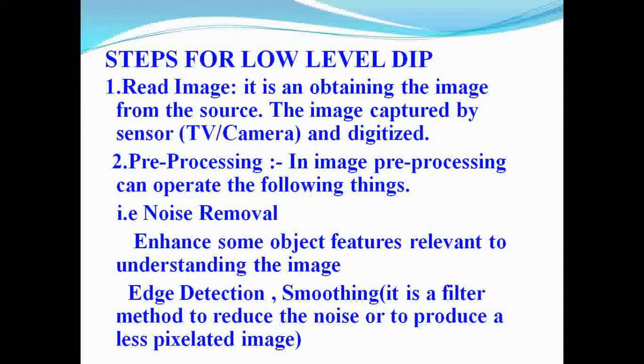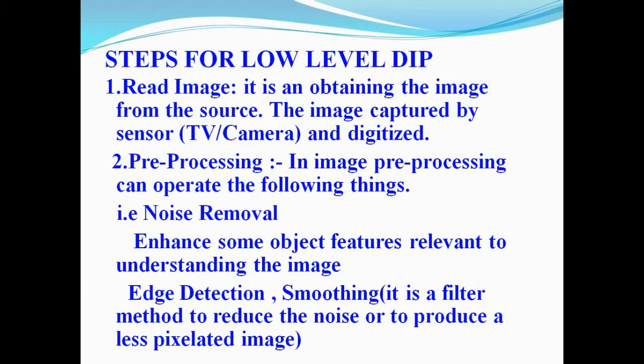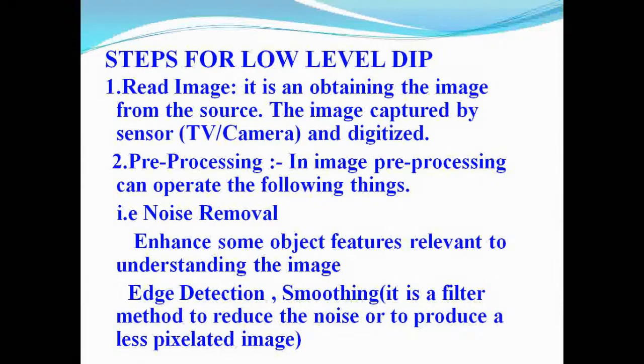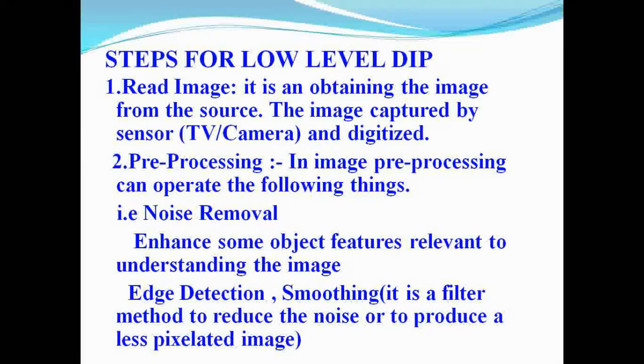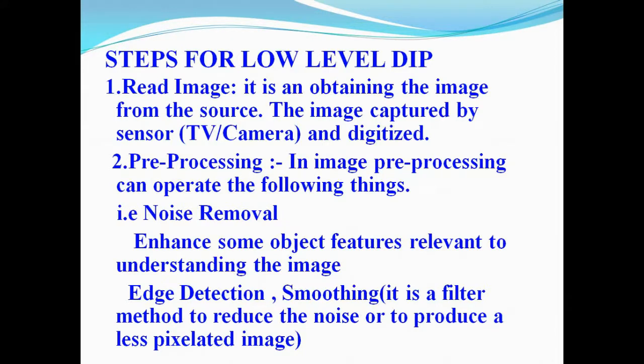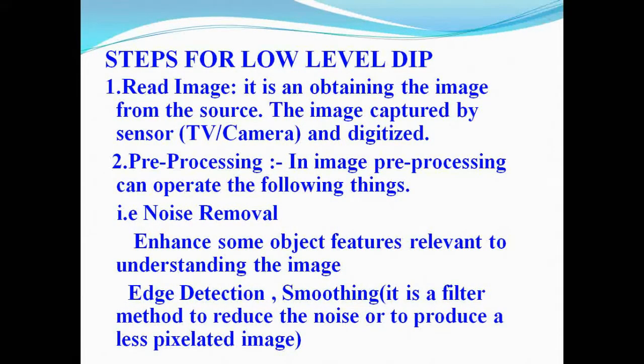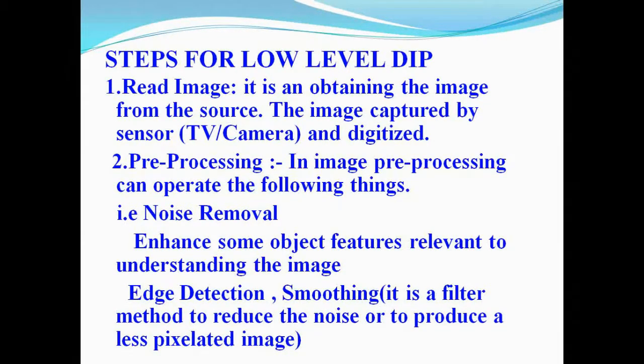Once you obtain the image, you give it to the pre-processing mechanism. What does image pre-processing do? Once you give the digitized image to the pre-processing mechanism, it removes the noise, if there is any. Then it enhances some object features relevant to understanding the image. Then there is edge detection of this particular image.